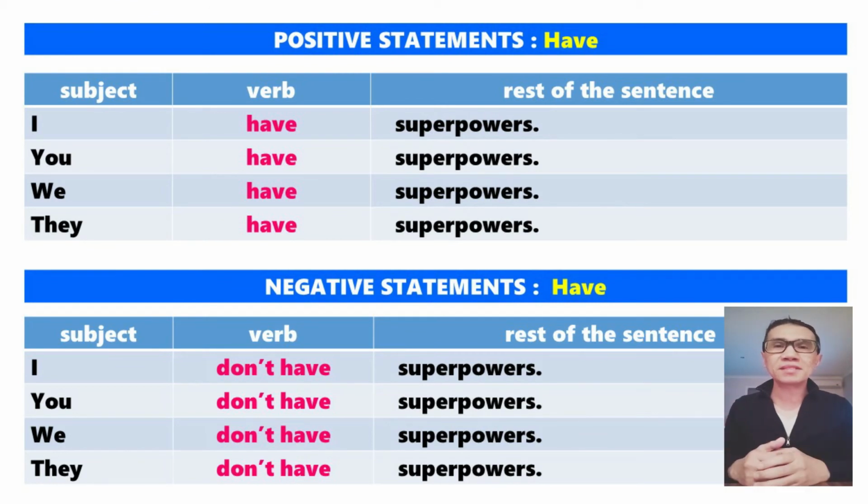Now, for negative statements, you say I don't have, you don't have, we don't have, they don't have. I don't have superpowers. You don't have superpowers. We don't have superpowers, and they don't have superpowers. That's how you use have for positive and negative statements with the subjects I, you, we, and they.